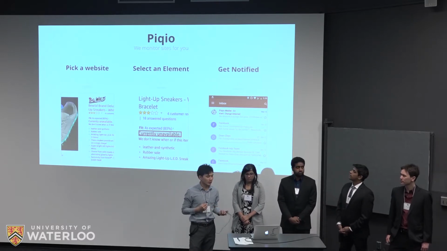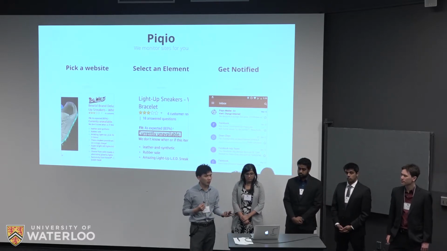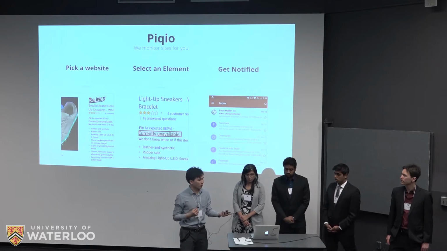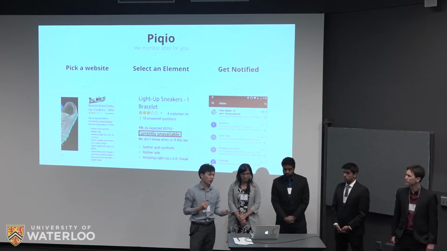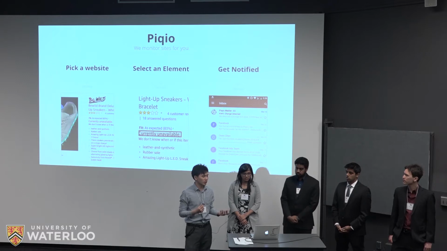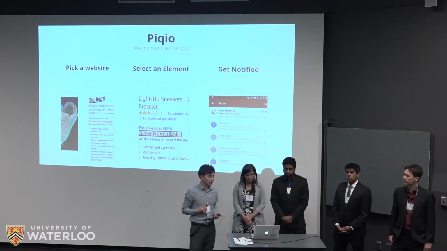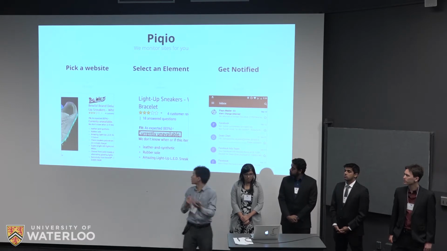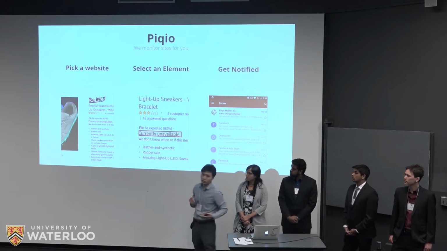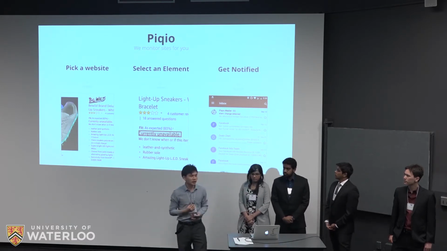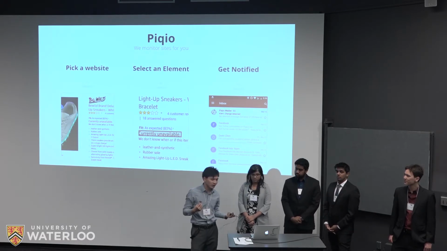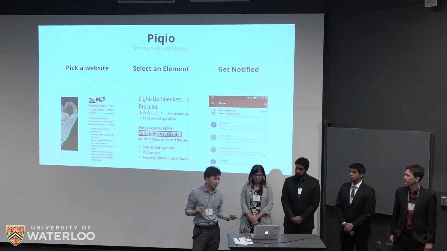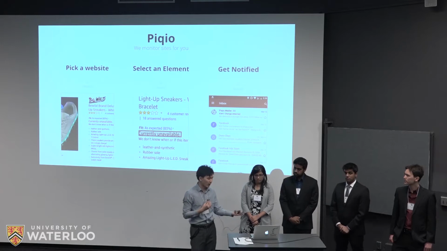All you have to do is pick a website. In this example, we want to monitor Amazon for the price of a shoe, which is currently unavailable. All you have to do is go to Piqio and enter the website. We will load up the site for you. You click on the stuff you want us to monitor. In this case, it's the words "currently unavailable." And that's all you have to do. You can relax and go do something else. And when that changes, we'll send you an email. And then you can go to Amazon and buy those sneakers.